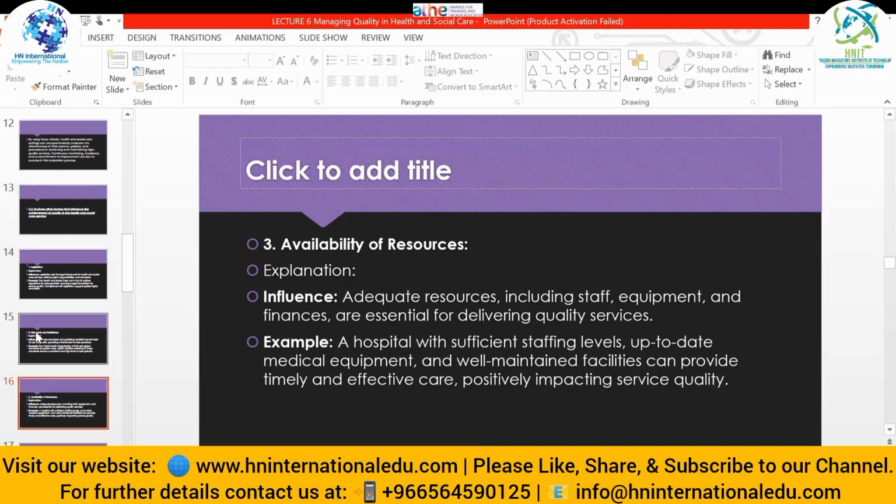Availability of resources. Adequate resources, including staff, equipment, and finances, are essential for delivering quality services. For example, a hospital with sufficient staffing levels, up-to-date medical equipment, and well-maintained facilities can provide timely and effective care, positively impacting service quality. Like when I met the doctor, they said that the anesthesia they are going to use is the imported one. It is not the regular anesthesia used in hospitals in Pakistan. It is a gas one. So this is the benchmark of that particular hospital which they are offering to their patients.